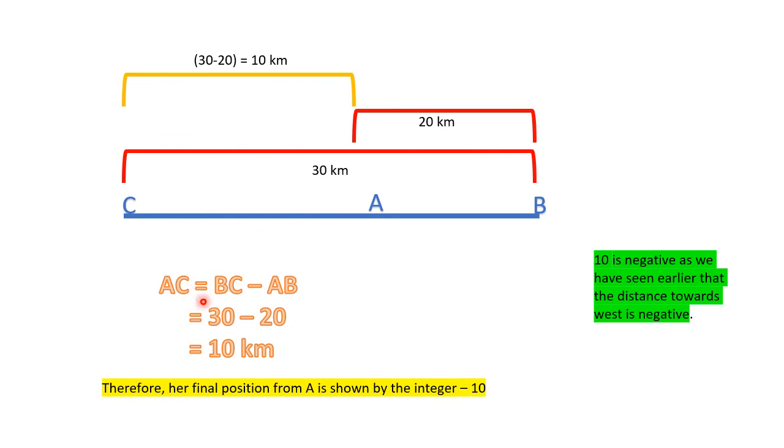So that is what we have done here. 10 plus 20 is 30. So 30 minus 20 will be 10, right? Now this is 10, this is 20, and this is 30, right? So this is 10, but it is minus 10. Why is it minus 10? Because from this position, if I measure any distance towards this position, it will be negative. We have seen that in the previous slides, right? So 10 is negative, as we have seen earlier that the distance towards west is negative. So that means her final position is shown by the integer minus 10.